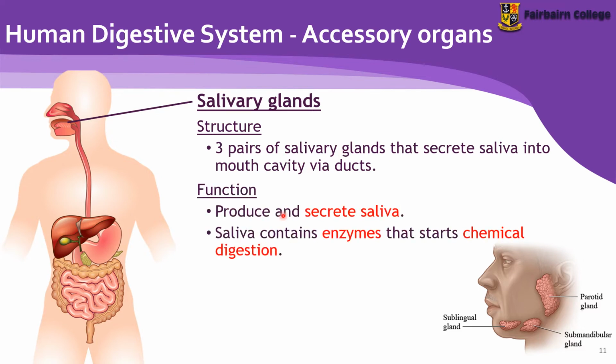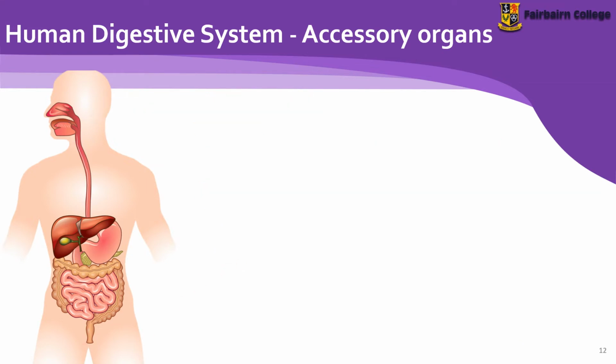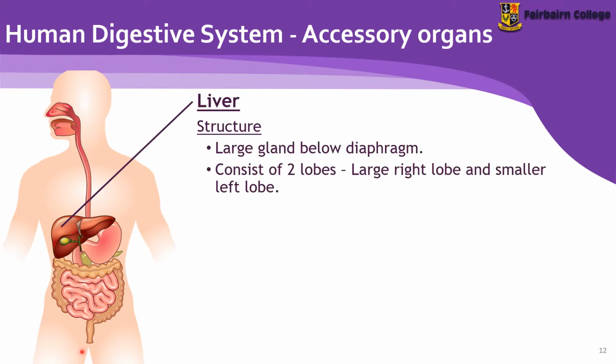The function of the salivary glands is to secrete saliva containing enzymes and water that assist the chemical digestion that takes place inside of the mouth cavity. The next accessory organ we're going to be looking at is the liver. The liver is the largest gland in the body, and it is situated below the diaphragm. It consists of two lobes, a larger right-hand lobe and a smaller left-hand lobe.